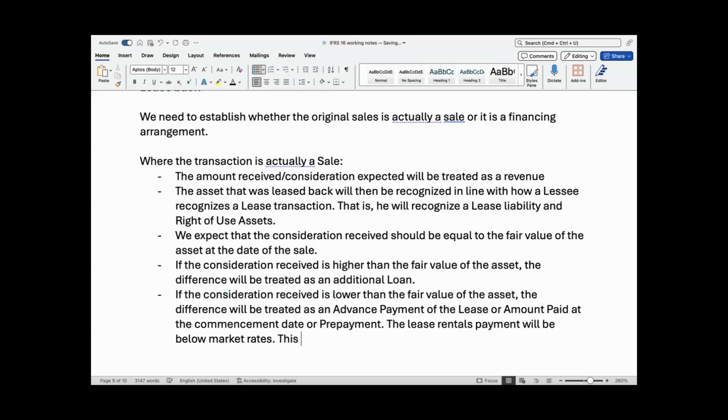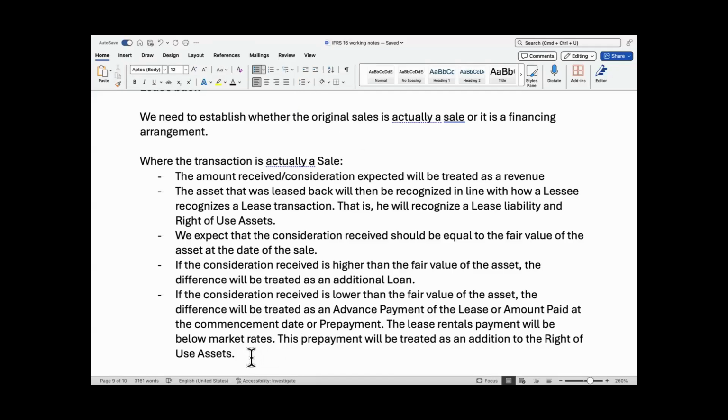You see, this prepayment will be treated as an addition to the right of use asset. If you remember, that's how we usually treat amounts paid at the commencement date. We usually add it to the ROU. If you remember, right of use asset is PV of unpaid lease rentals plus amount paid at the commencement date plus initial direct cost. And that's exactly how we're going to treat this one as well.